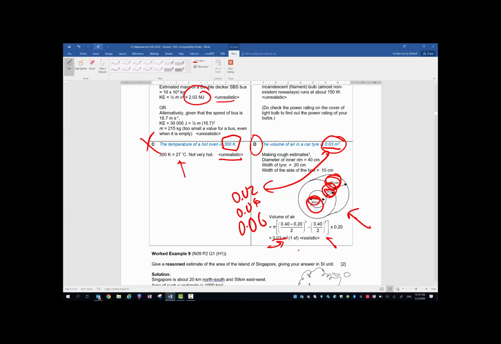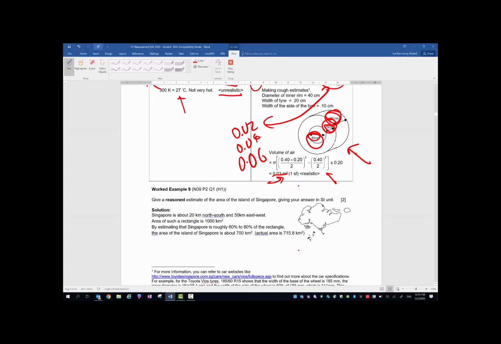So the following year, they asked this question: give a reasonable estimate of the area of the island of Singapore, giving your answer in an SI unit. So give an answer in the SI unit, meter square or kilometer square. I think it's easier to give it in terms of square kilometer. This is paper 2 question 1, so this is a structured question.